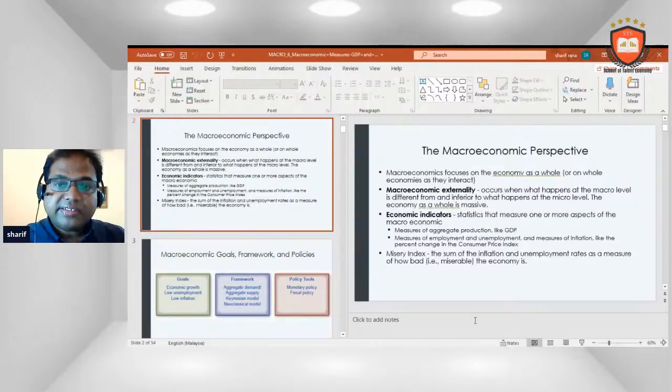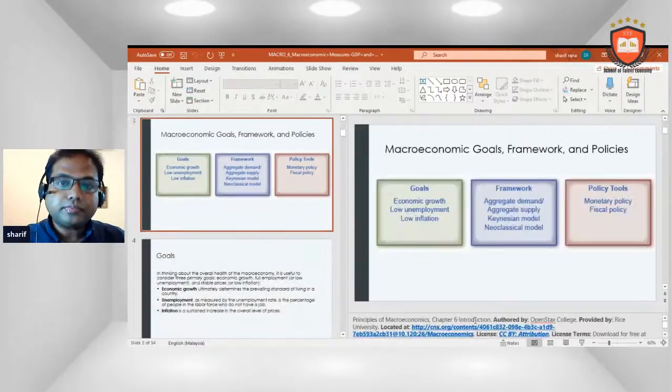Economic indicators are statistics that measure one or more aspects of the macroeconomy: measures of aggregate production like GDP, measures of employment and unemployment, and measures of inflation like the percent change in the consumer price index. The misery index sums the inflation and unemployment rates as a measure of how bad the economy is.